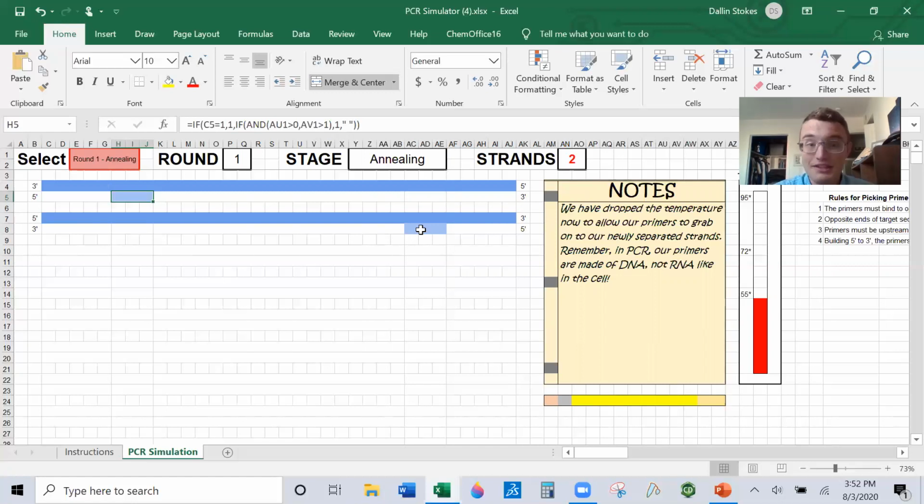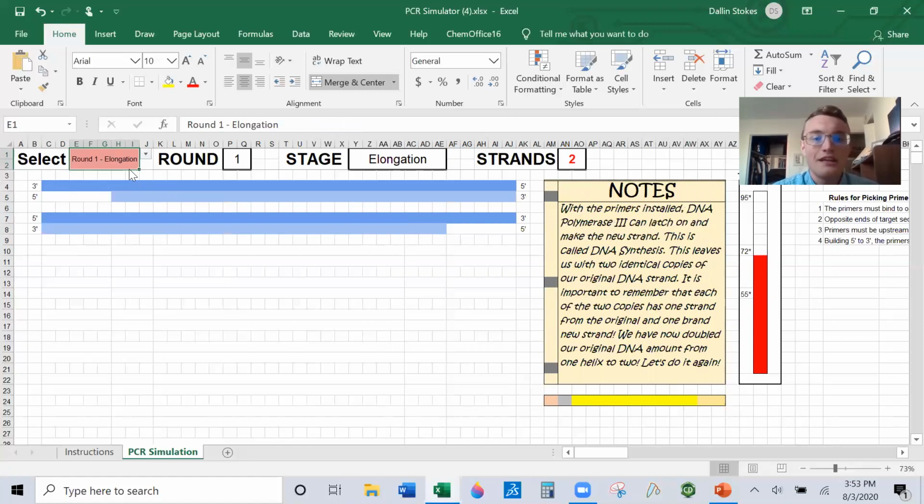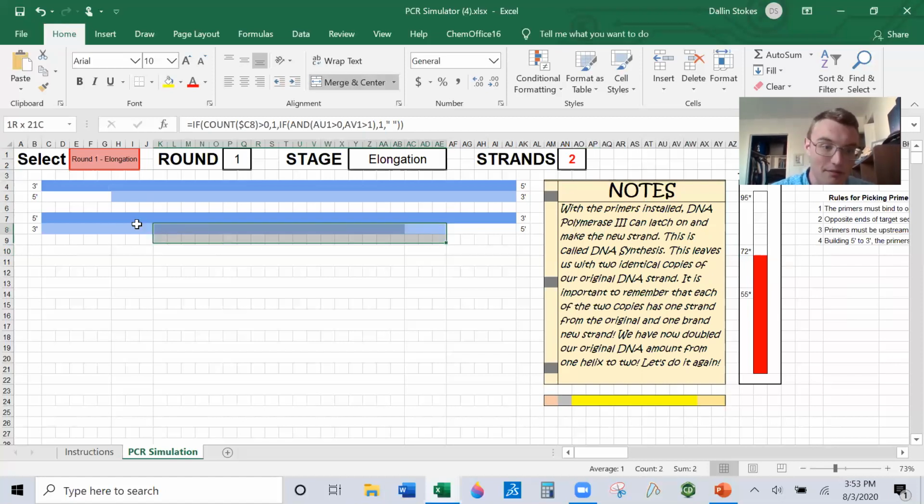And so this next step is called elongation, because the DNA polymerase 3 enzymes that we just buy, you can buy them online, and we dump them into the tube. And when we heat it back up to 72 degrees, that's DNA polymerase's best, that's its home field. Then they stick to the primers and they build in the 5' to 3' direction.